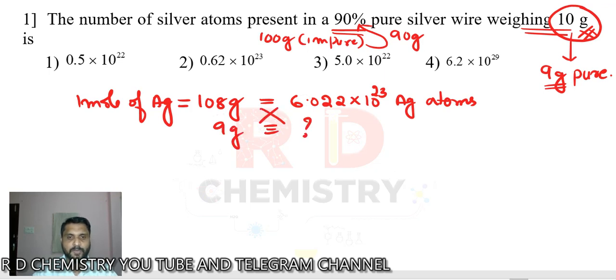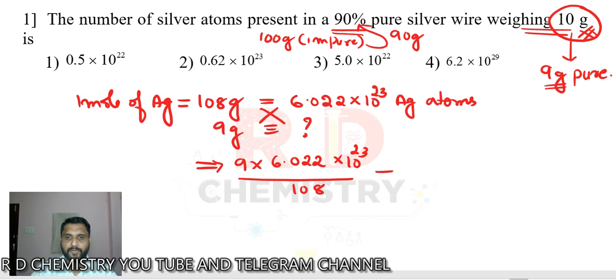So you need to cross multiply these two. So we are going to get 9 into 6.022 into 10 to the power 23 divided by 108. So finally we are going to get about 5 into 10 to the power 22 atoms. Okay, clear? So the answer would be option number 3. Clear? Right?